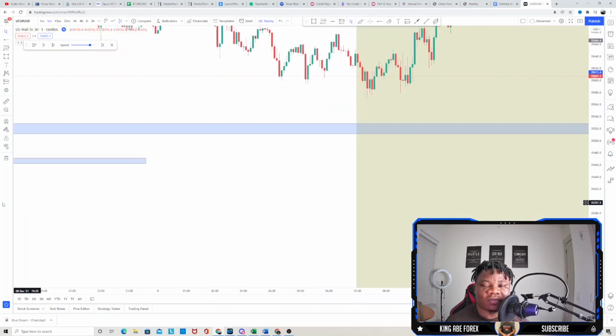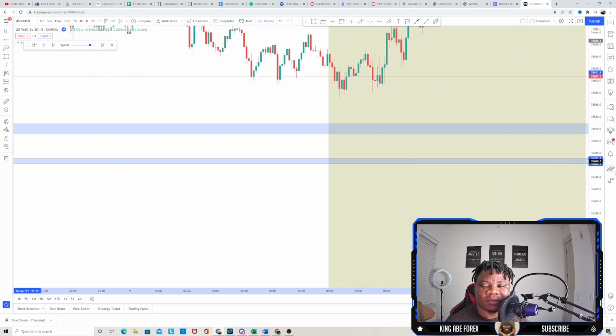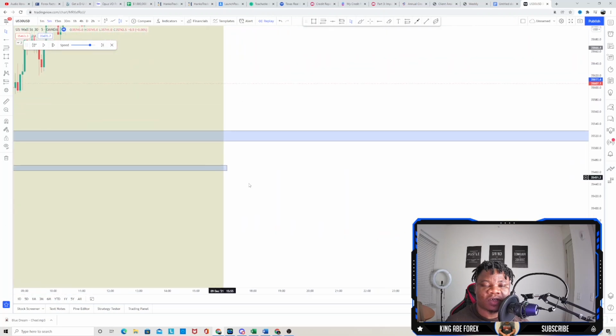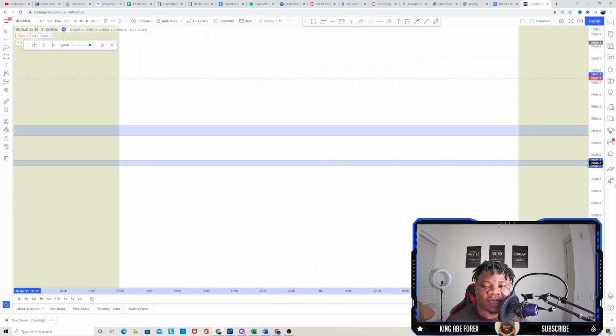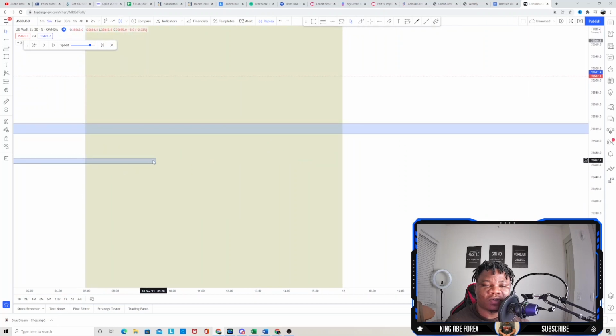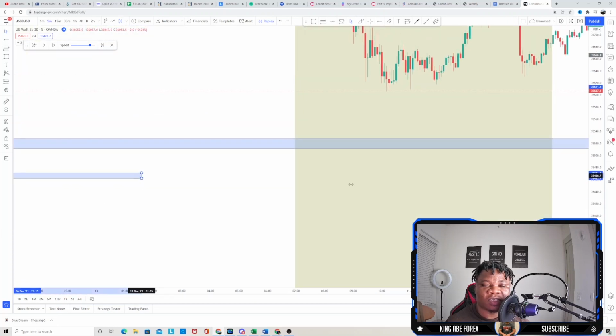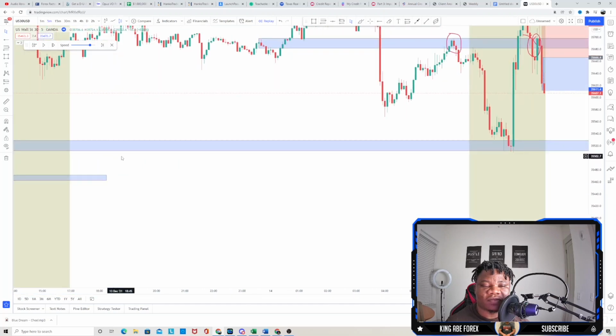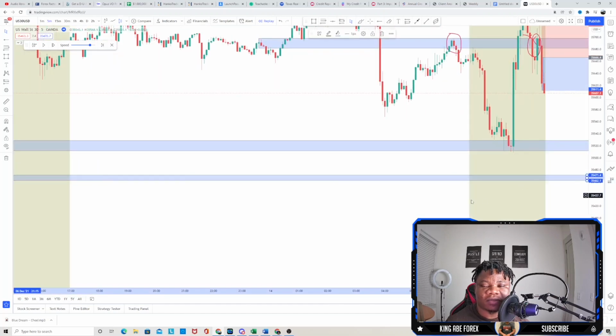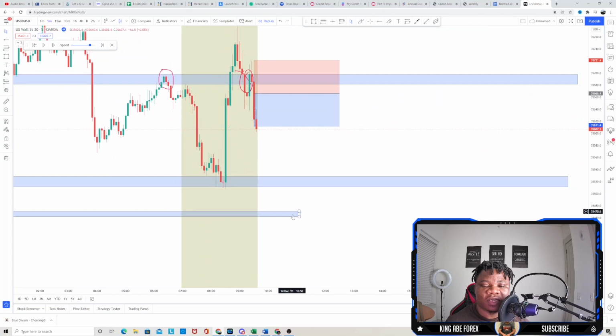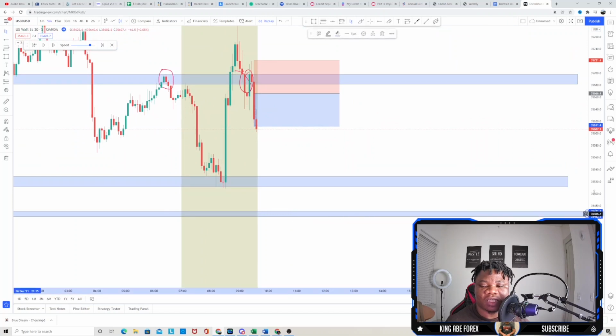I could have gone to the 15-minute time frame to look for a take profit zone, but I just want to show you guys that you actually don't have to go all the way to the higher time frame to look for your take profit zones. You might have to go far back a little bit to get your take profit zones if you're trying to stay on the 5-minute time frame, and that's fine.